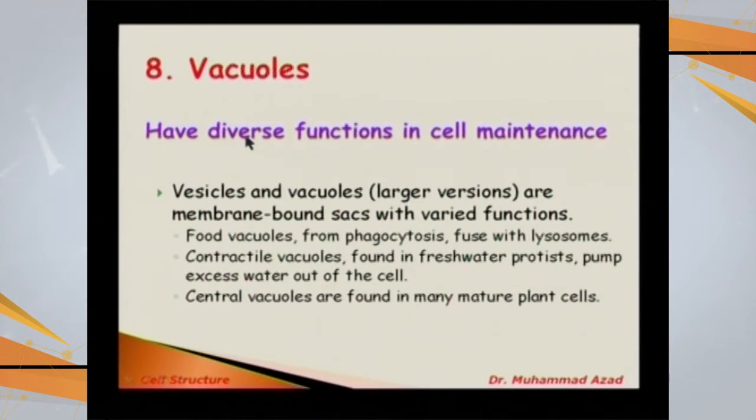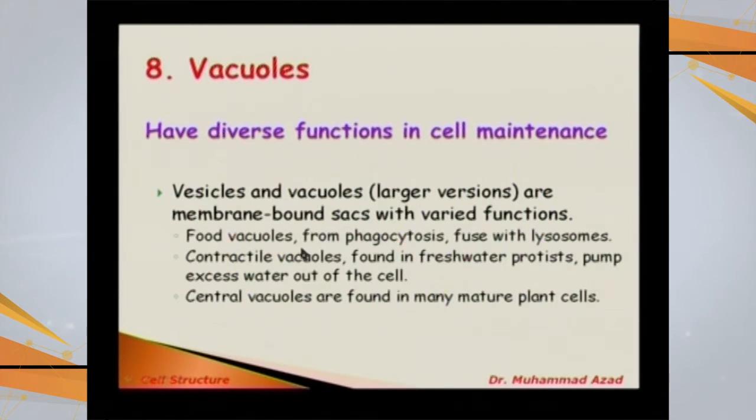So vacuole is a single membrane bound, fluid filled sac. If they are very small in size, we use the word vesicles for them, and if they are bigger, we use vacuoles. Looking at some of the points of the vacuoles on the slides: vacuoles, as I mentioned, have diverse functions in cell maintenance. Vesicles and vacuoles, the larger version of these, are membrane bound sacs with varied function.